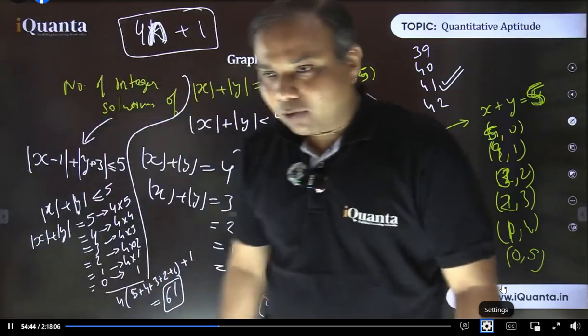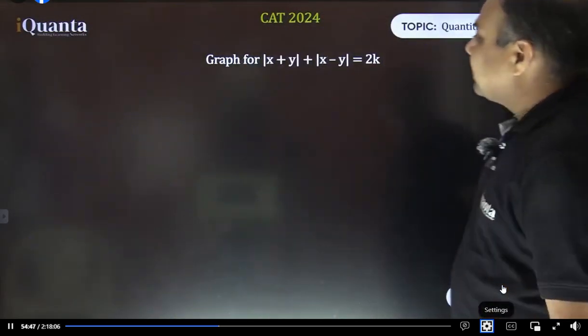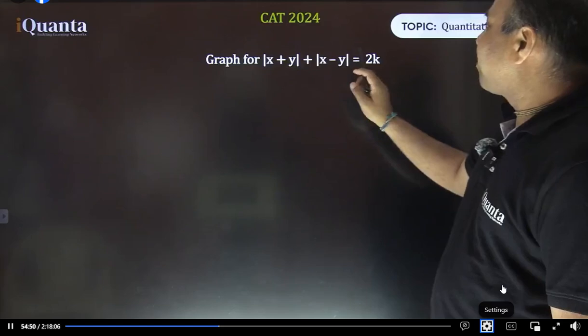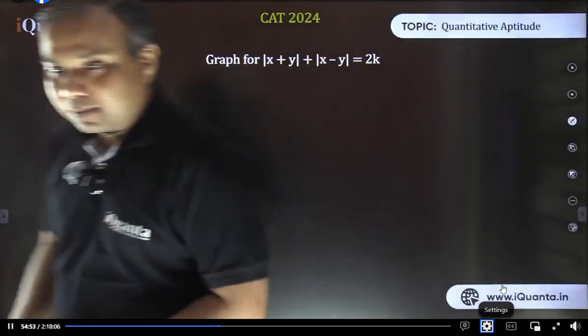ठीक है. Enough discussions now. Let's move further. Now this is another graph. Graph for mod of x plus y plus mod of x minus y equals 2k.